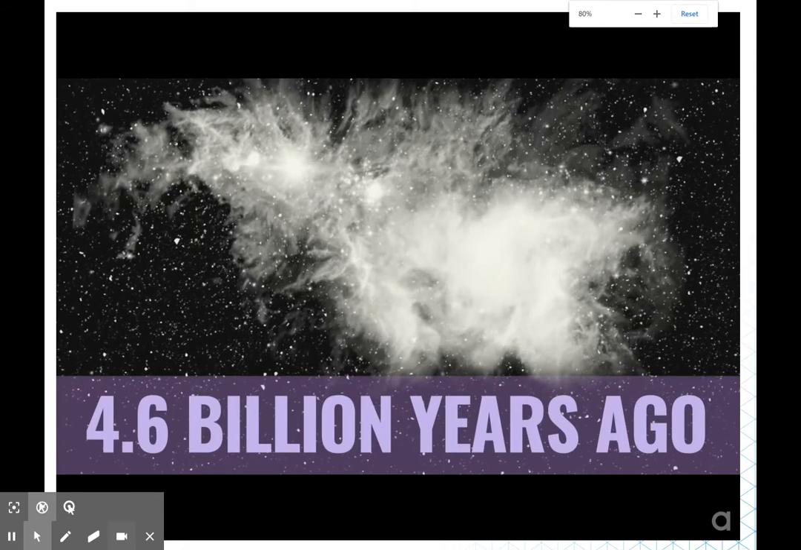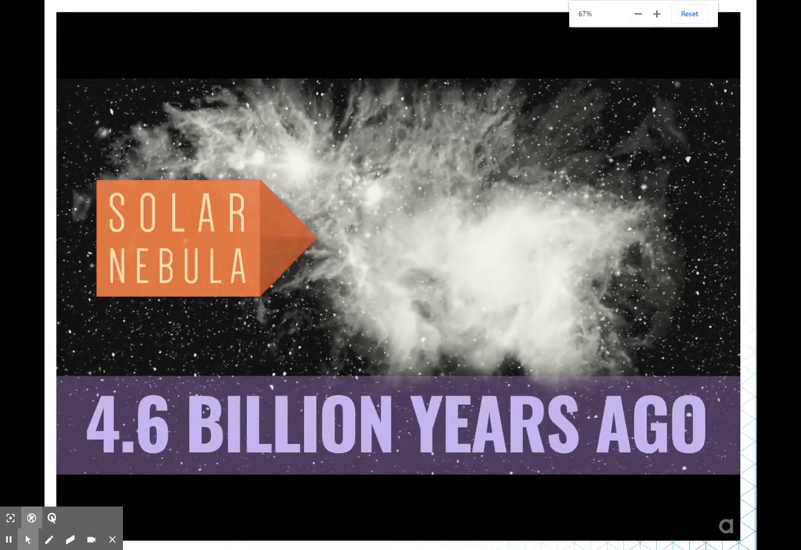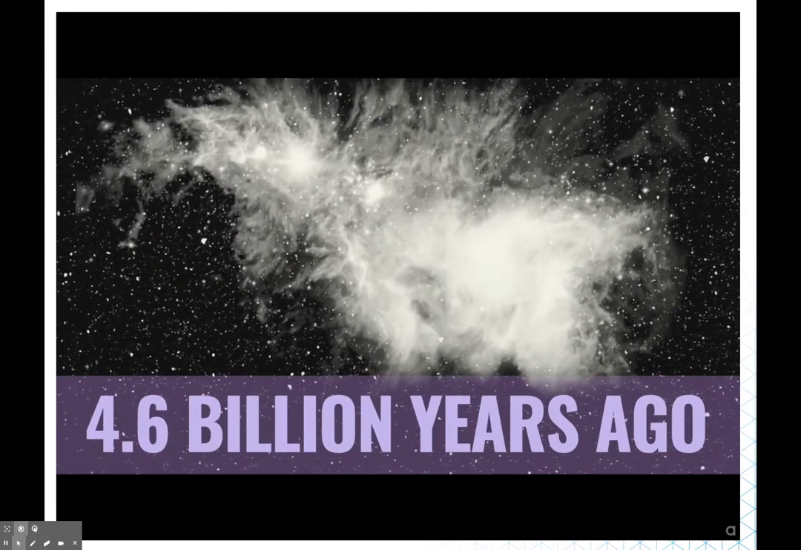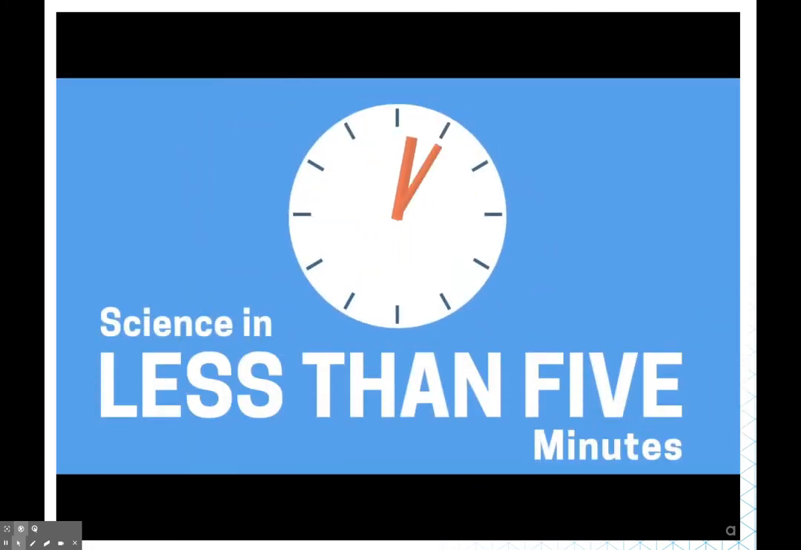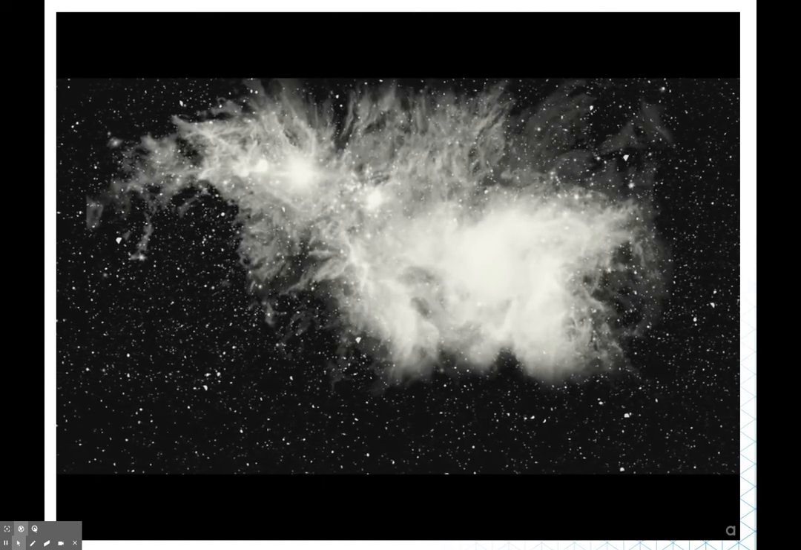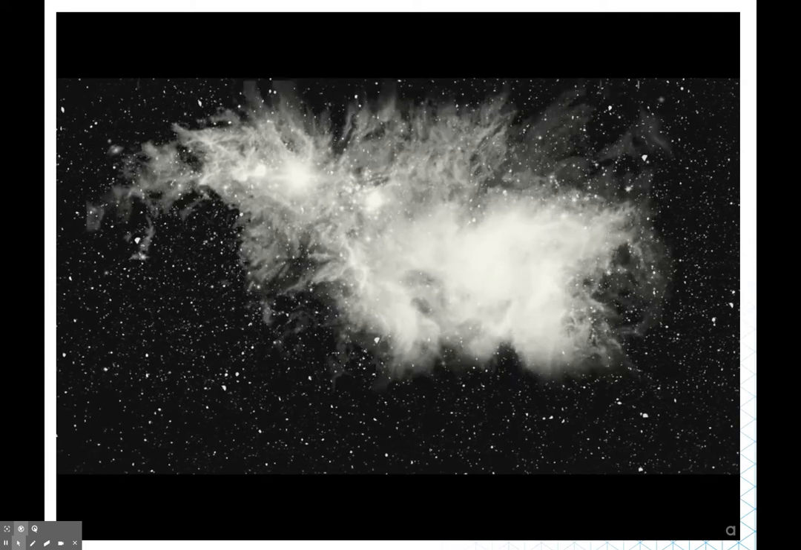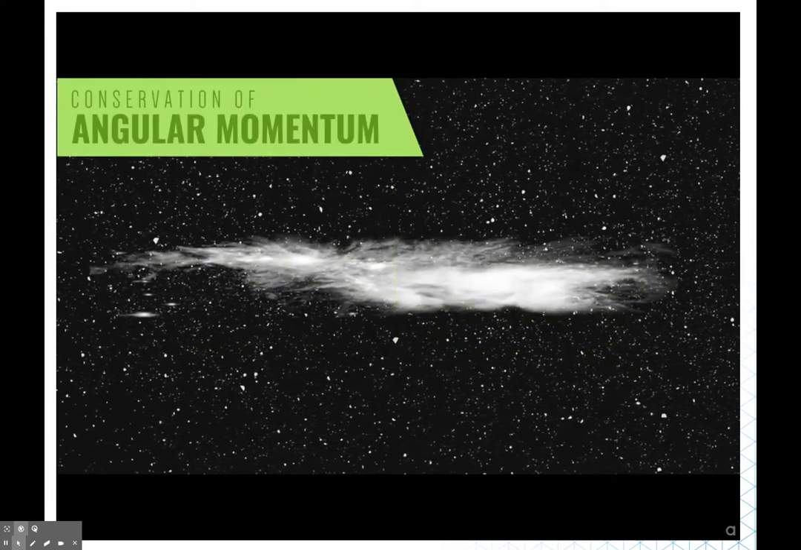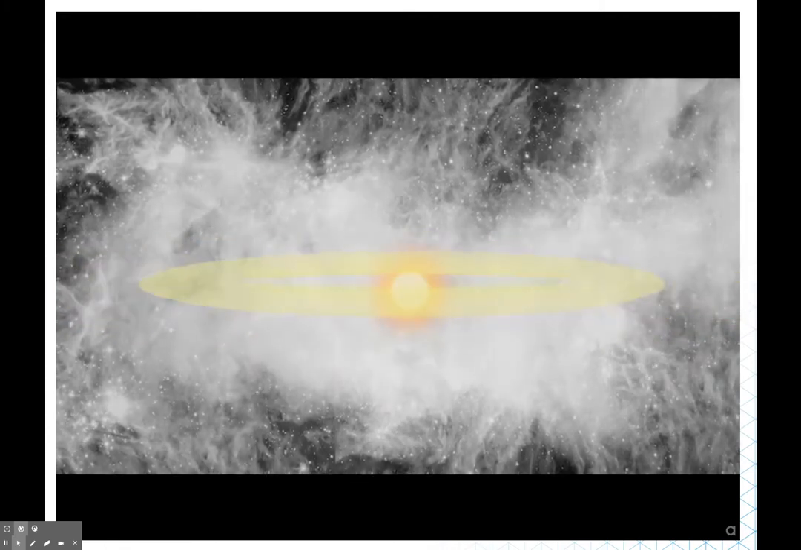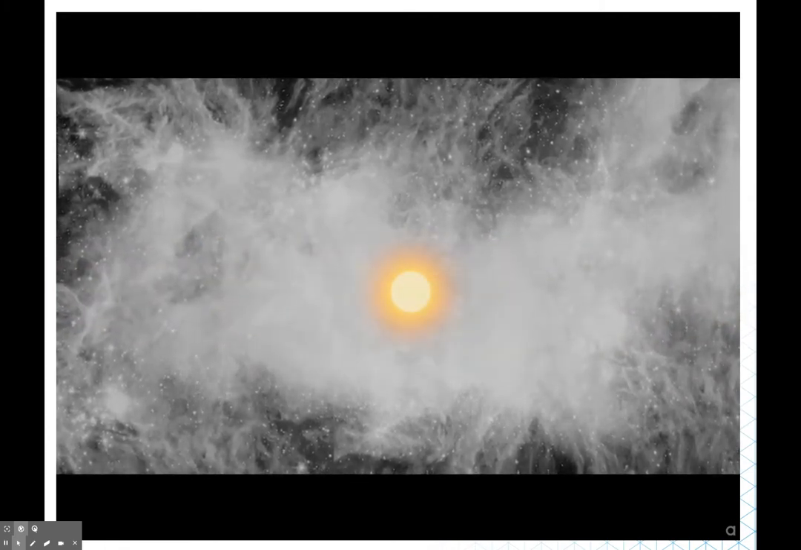4.6 billion years ago, an enormous cloud of gas and dust, called a solar nebula, swirls in the Milky Way galaxy. A new solar system is born, our solar system. In a process known as the conservation of angular momentum, gravity collapses the cloud, turning it into a flattened, spinning disk. The powerful gravity pulls most of the gas into the center of the disk, and this gas gradually condenses, coalesces, and ultimately forms our sun.